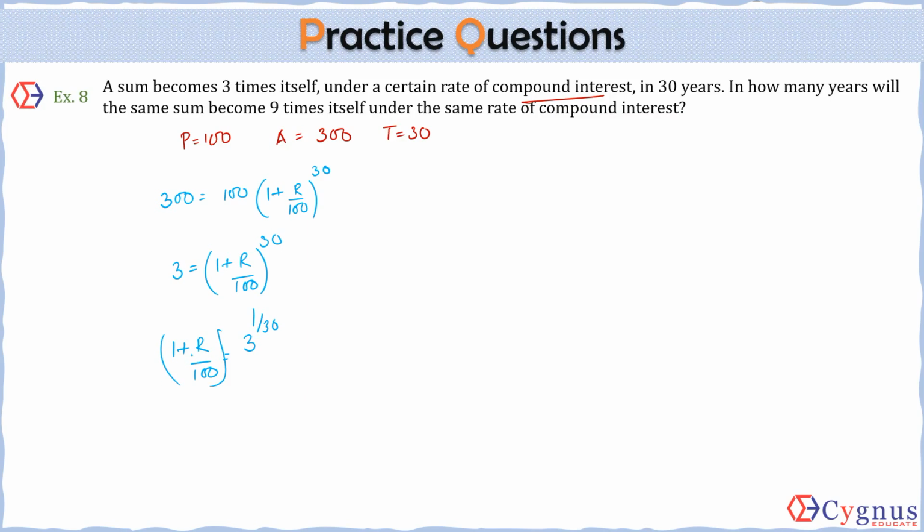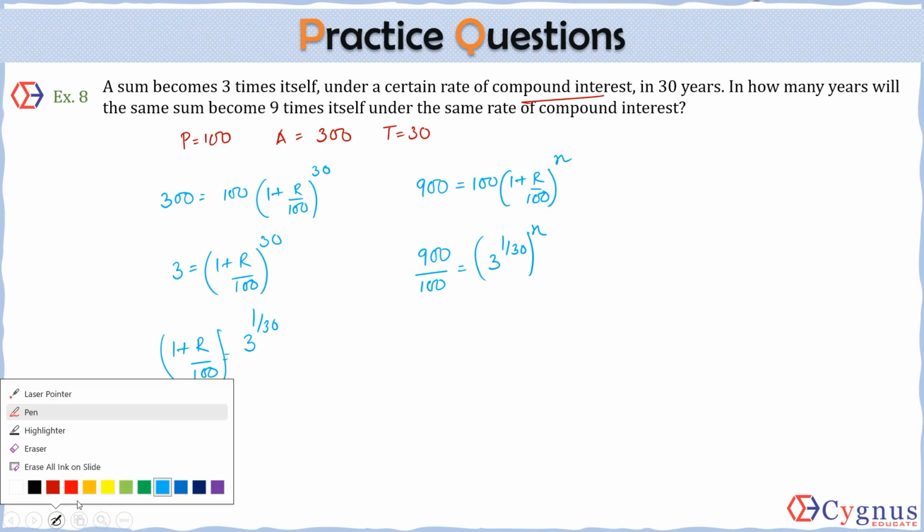In how many years will the same sum become 9 times itself? So let's try to apply this formula again. 9 times itself means the amount should become 900. The principal is 100 into 1 plus R by 100 raised to the power N. We don't know the value of R or N here. But the rate of interest was the same. That's why this 1 plus R by 100 can be replaced. Can we write it like this? 900 by 100 is equal to 1 plus R by 100, which can be replaced by 3 raised to the power 1 by 30, raised to the power N.